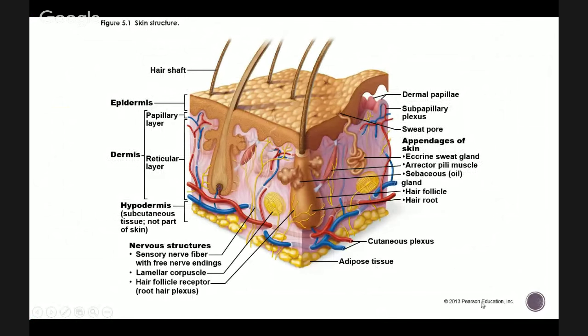Okay, so if you look at this picture, you can see that the skin actually consists of 2 main and larger regions. All right, so we got 2 main regions of the skin. We've got this outer region here.